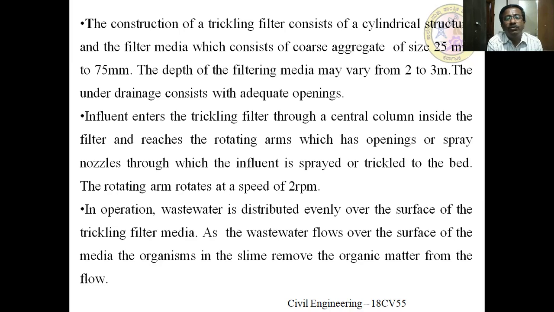Influent enters the trickling filter through the central column inside the filter and reaches the rotating arm, which has openings or spray nozzles through which the influent is spread or trickled onto the bed. The rotating arm rotates at a speed of usually 2 rpm. The rpm depends upon the concentration of the wastewater as well as the number of microbes present in the film layer. In operation, wastewater is distributed evenly over the surface of the trickling filter media. As the wastewater flows over the media, the organisms in the slime remove the organic matter from the flow.